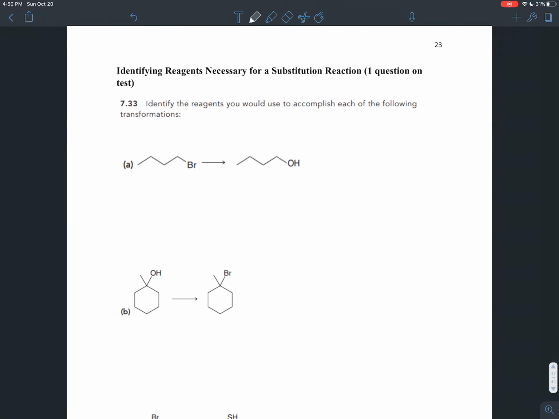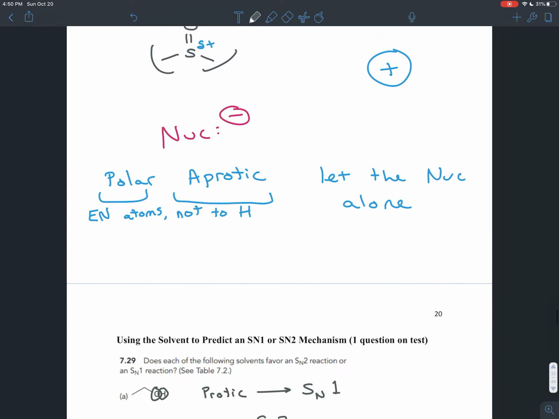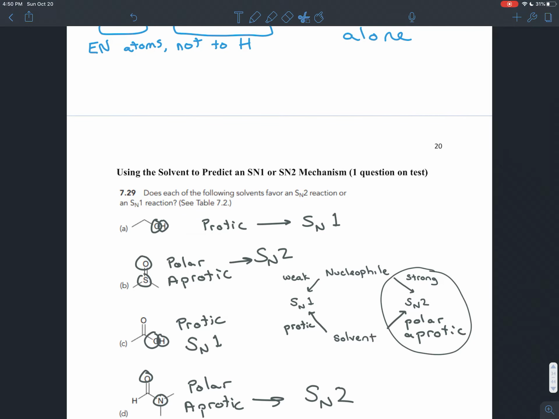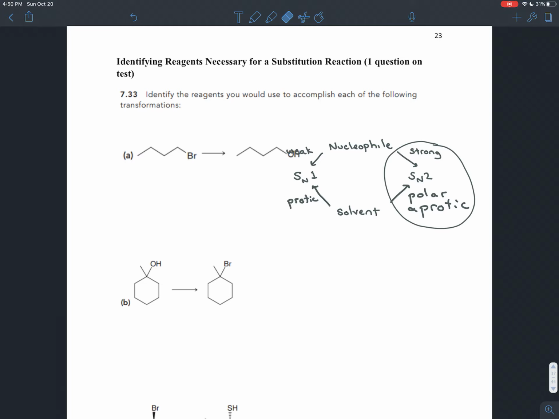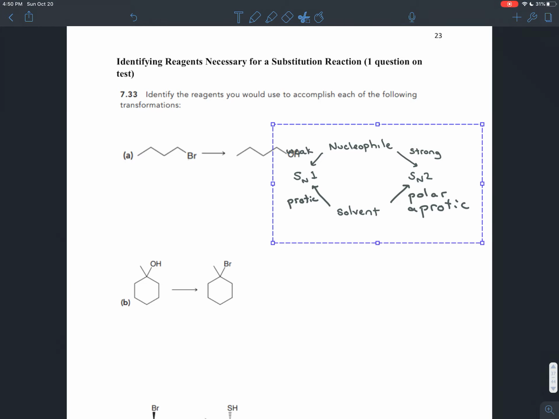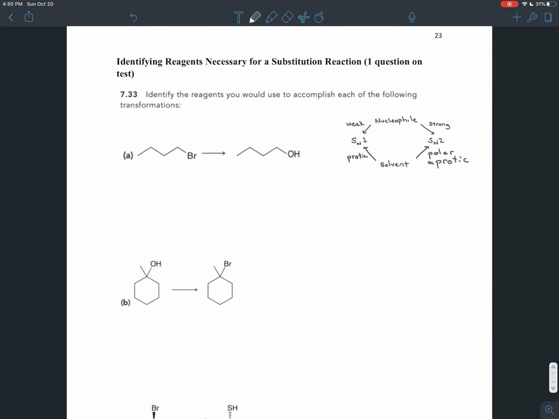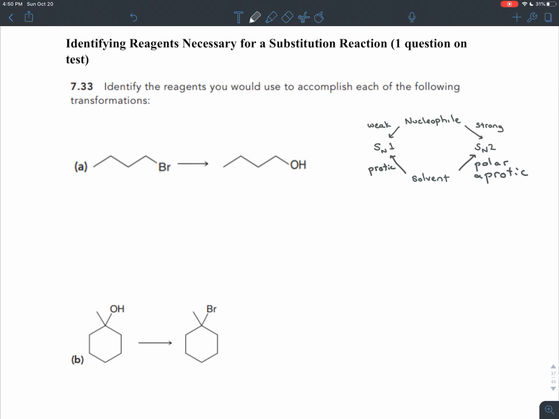So in this one, let's just refer back to this little diagram that we made in the previous video, just so we can refer to it. Okay, so we have the leaving group on a primary carbon here. So already we know this mechanism needs to be SN2. You're not going to be able to form a carbocation on that primary carbon, but there's plenty of room for a nucleophile to attack. So we're dealing with an SN2 mechanism.